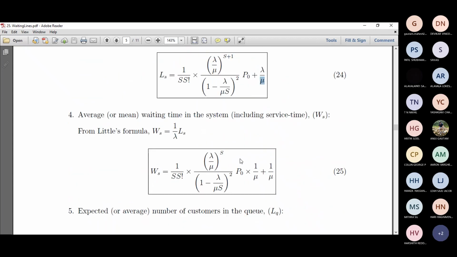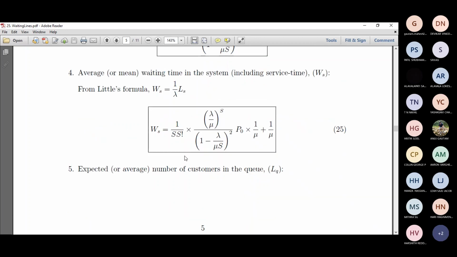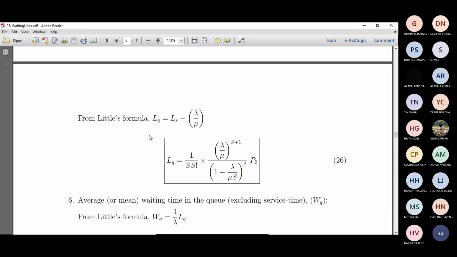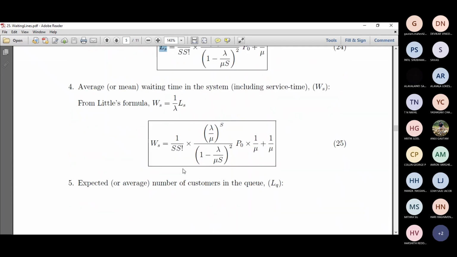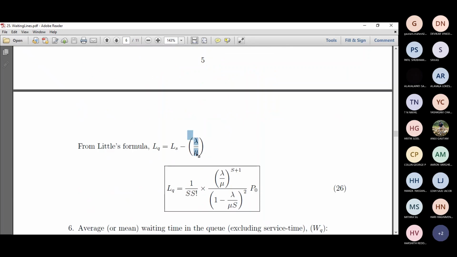The average or mean waiting time in the system you can get from Little's formula. So WS is 1 by lambda into LS; if you know LS, dividing by lambda gives you the average waiting time in the system. The expected or average number of customers in the queue is also from Little's formula: LQ equals LS, which we have found, minus lambda by mu, or rho.